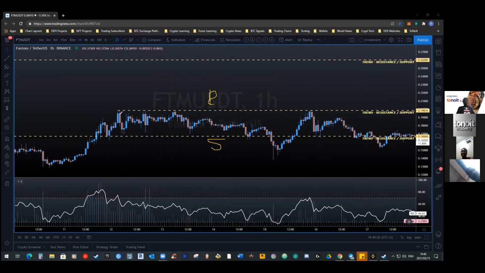I sell. Come back down. I buy. We get to resistance. I sell. Come back down. I buy. Get to resistance. I sell. Come back down. I buy. We didn't even get to resistance. We moved. I got stopped out at break even.